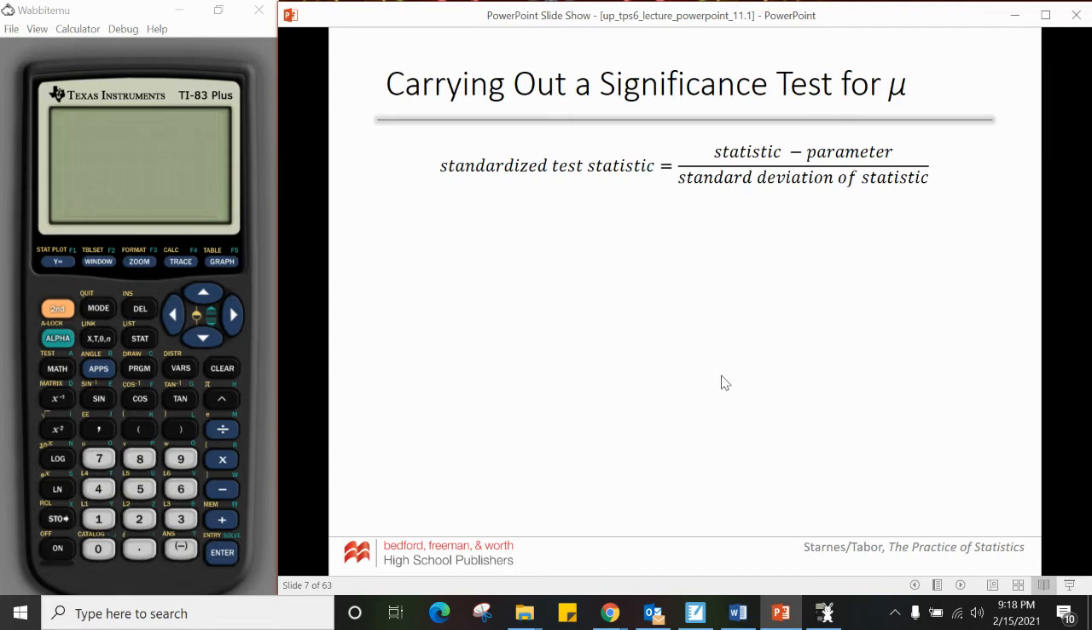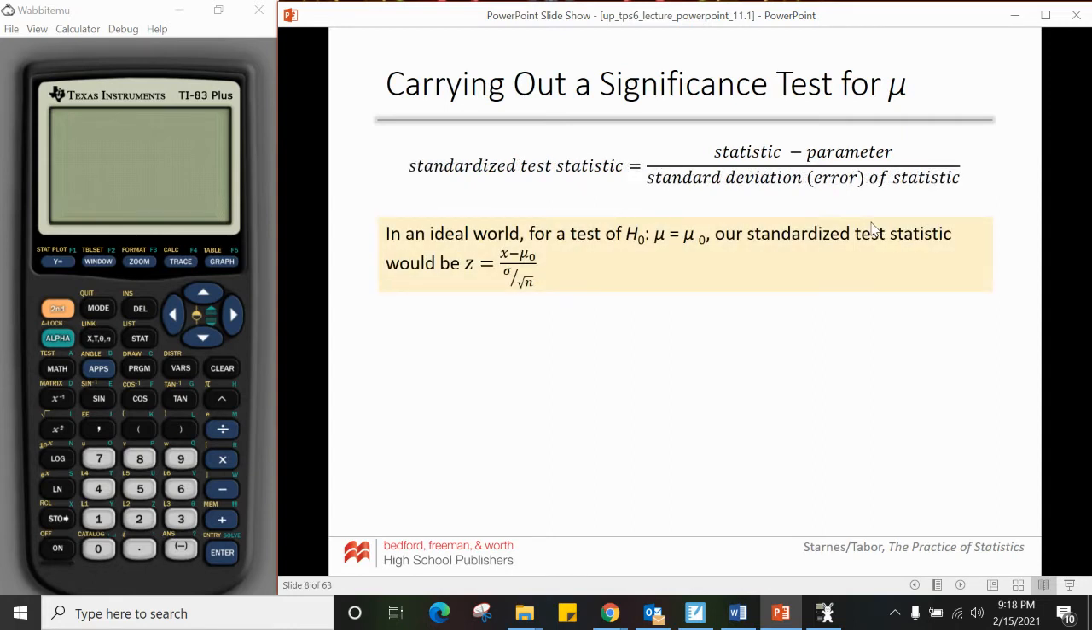Now, after our conditions are met, we would jump into the do phase. And that's where we find our standardized test statistic. That's from our statistic minus a parameter over standard deviation. And we've been looking at this for a while. Normally that's a z-score, what we've been talking about. In an ideal world where we know the mean, well, we're assuming the mean is equal to mu naught. If we knew our population standard deviation, if we knew sigma, then we could go ahead and use a z-score.